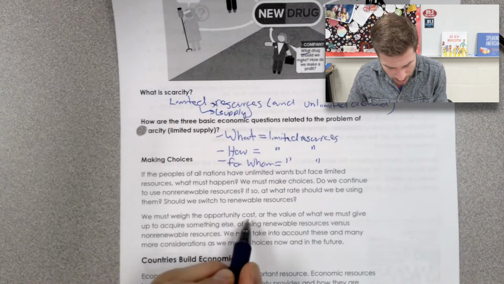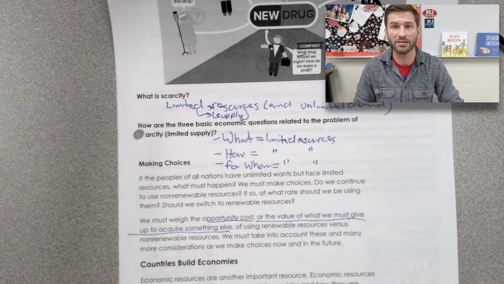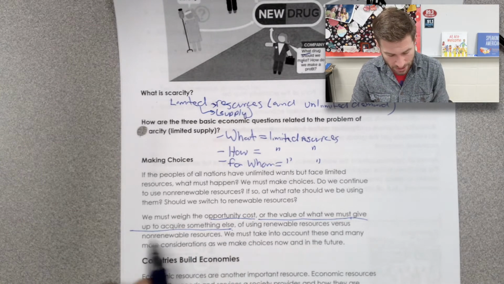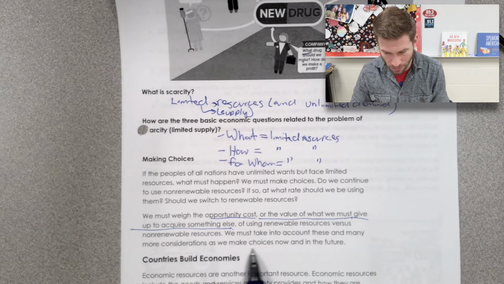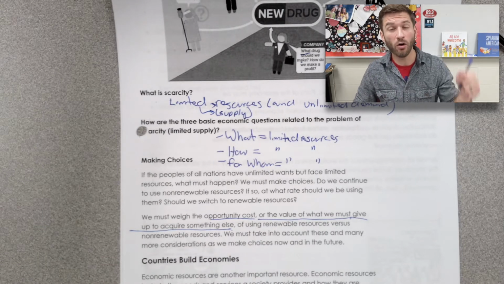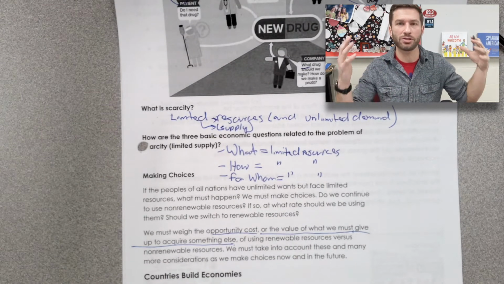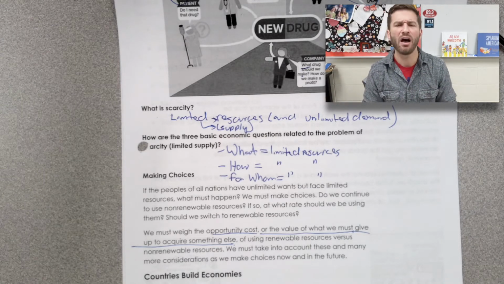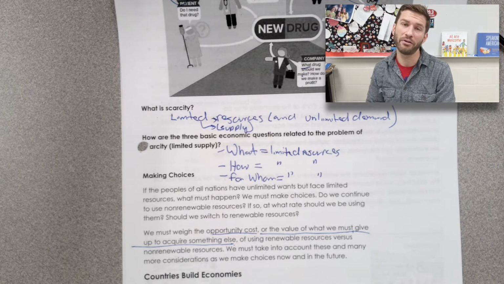We must weigh the opportunity cost, or the value of what we must give up to acquire something else, in using renewable resources versus non-renewable resources. We must take into account these and many more considerations as we make choices now and in the future. So again, do we say to, for example, the coal industry, which is a non-renewable resource, and to the tens of thousands of jobs and that sizable part of the economy in some parts of the country, sorry, we're going to transition away from this non-renewable resource in favor of a renewable resource?